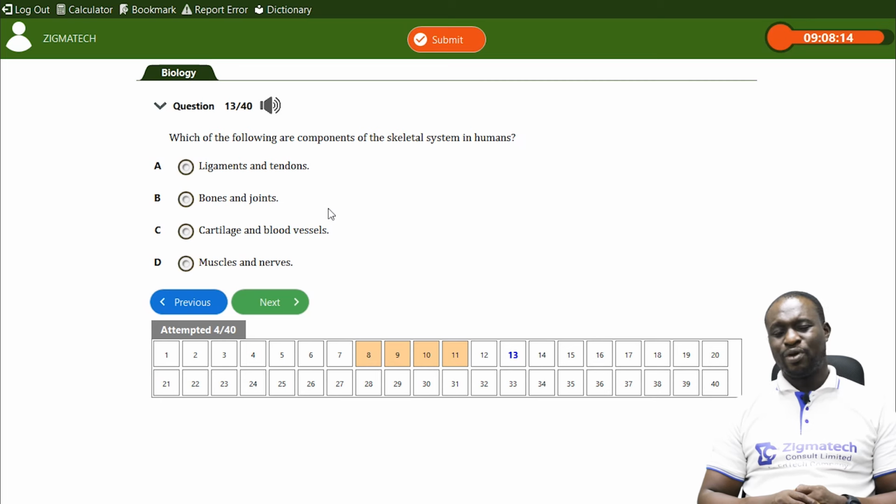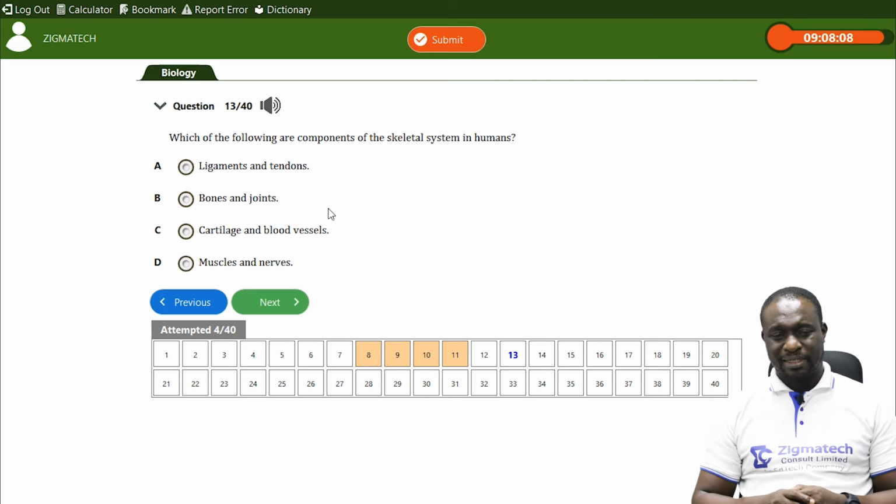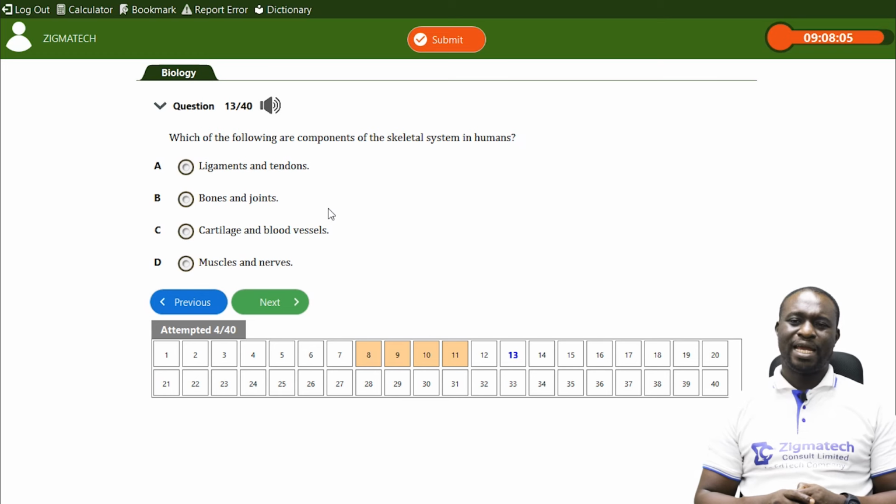But in D, we have nerves. Nerves are not found in the skeletal system in man or in humans. Now, option A and B. Now, option A says ligaments and tendons.